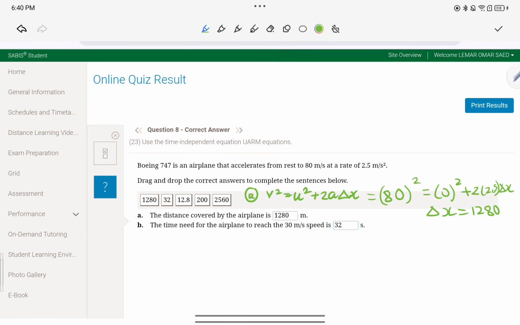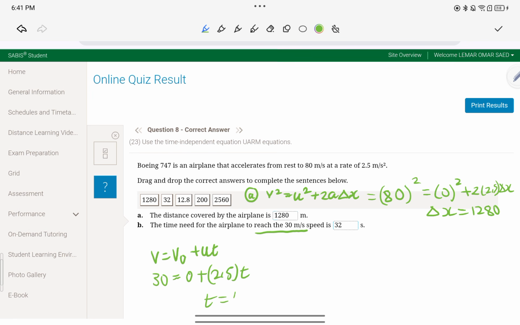Now for part B, they said to reach the 30 meters per second speed. Okay, look, here they asked for the 30 meters per second, but if I want to find it, I have to do v equals v initial plus at. Okay, we have all of it. It will be 30 equals 0 plus 2.5 t.